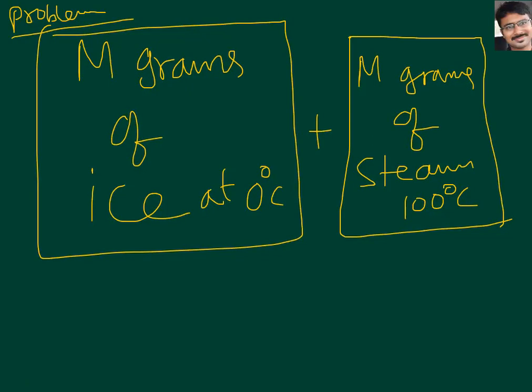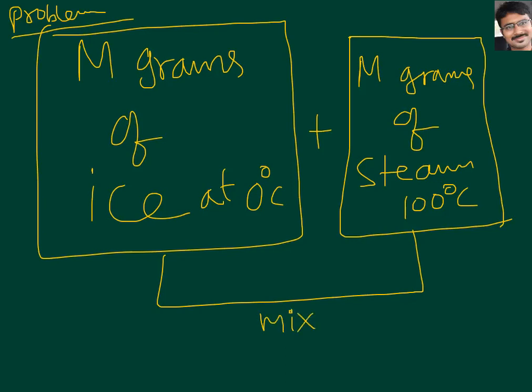Now I'm going to discuss a problem based on the method of mixtures. Here I selected m grams of ice at 0 degrees centigrade and m grams of steam at 100 degrees centigrade. Steam temperature is 100, and ice is initially at what temperature? 0 degrees centigrade. Now I mixed these two things.